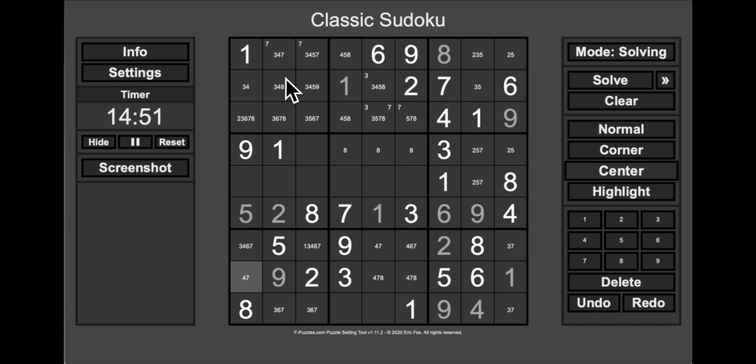Let's see. I may have actually placed a 9 in box 1. Right, these can't be 9. These can't be 9. These can't be 9. That's not 9, and that's not. Yeah, and box 1's actually there.